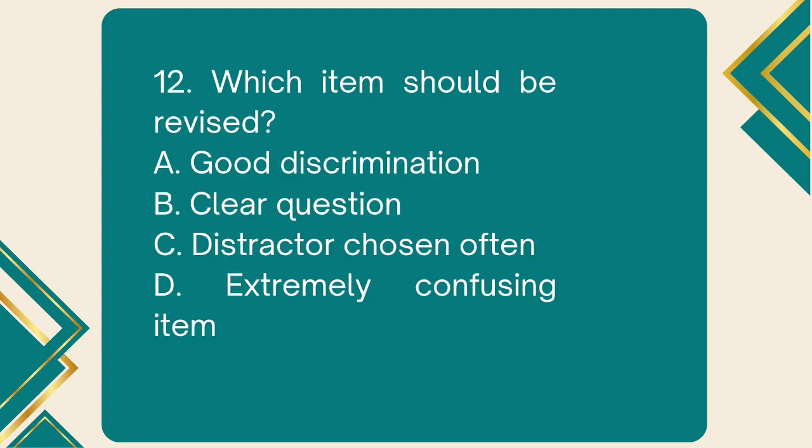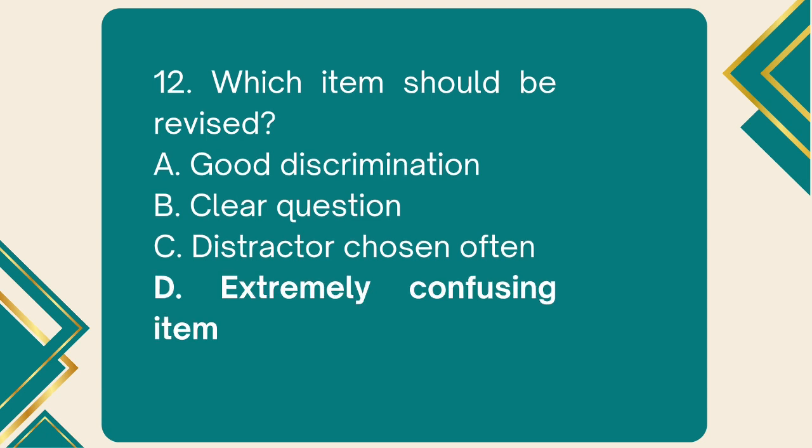Number 12. Which item should be revised? A. Good discrimination. B. Clear question. C. Distractor chosen often. D. Extremely confusing item. And the correct answer is letter D, extremely confusing item. Confusing items need revision.